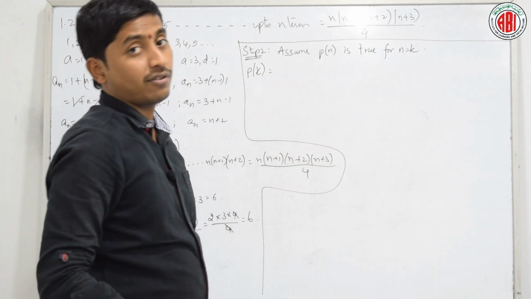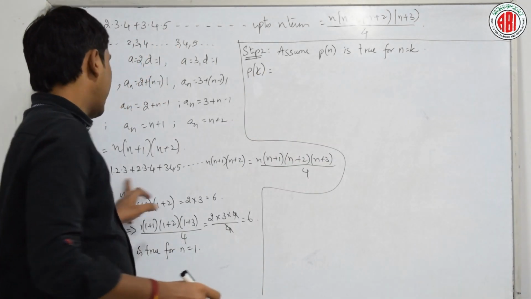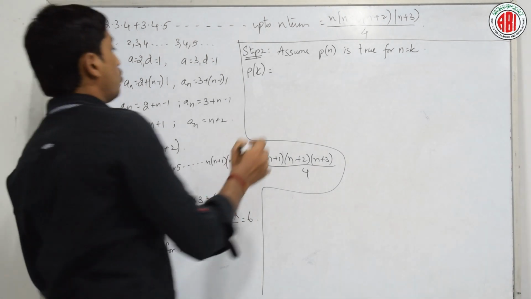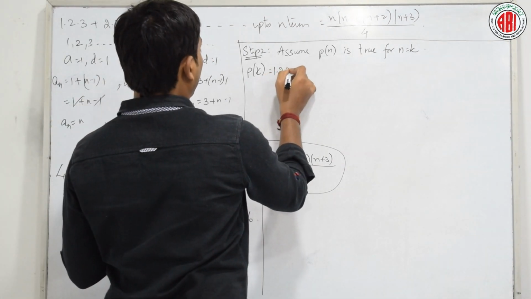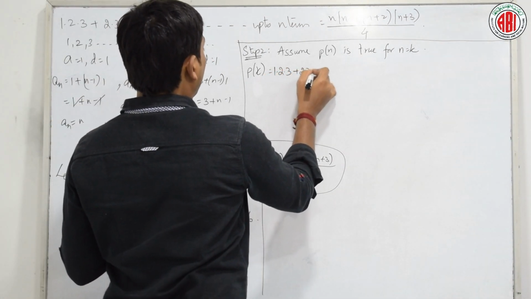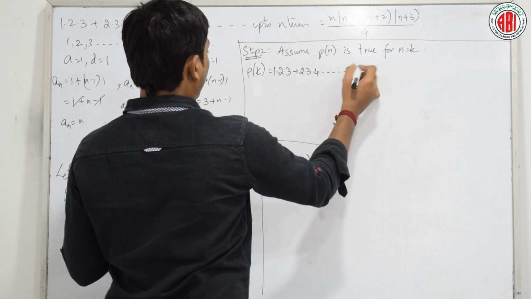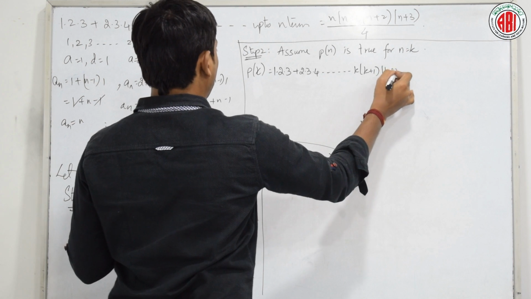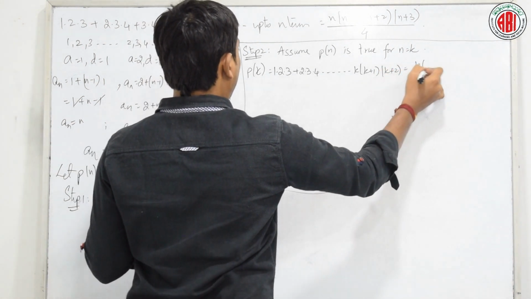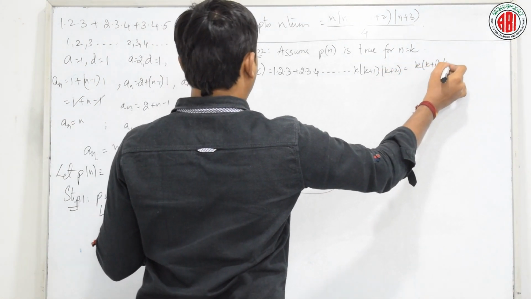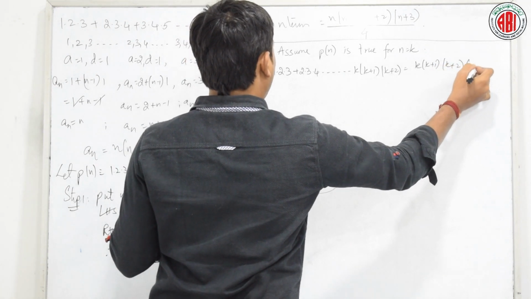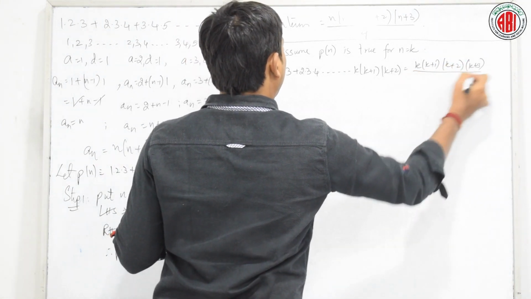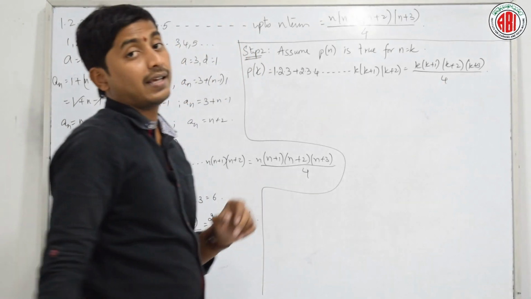What do we have to do now? Instead of n, we have to substitute k. That is 1 into 2 into 3 plus 2 into 3 into 4 and so on up to k into k plus 1 into k plus 2 is equal to k into k plus 1, k plus 2 into k plus 3 divided by 4. Is it right?